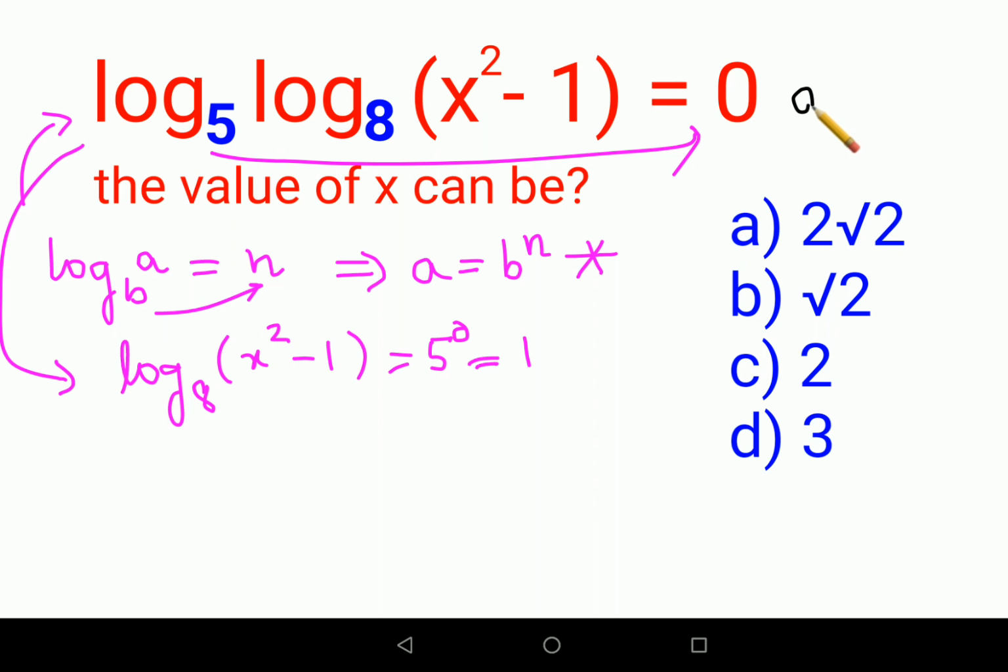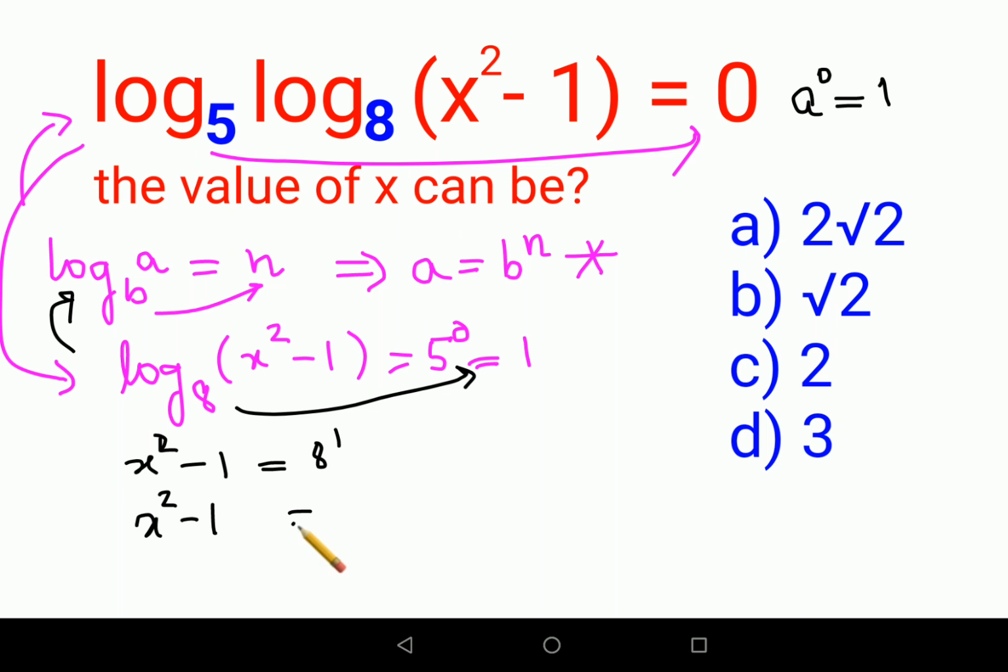Because a raised to any number raised to 0 will always be what? 1. Now again using the same rule of log, we can shift this 8 on this side. So I will say x square minus 1 is equals to 8 raised to 1. So now I will have x square minus 1 is equals to 8.